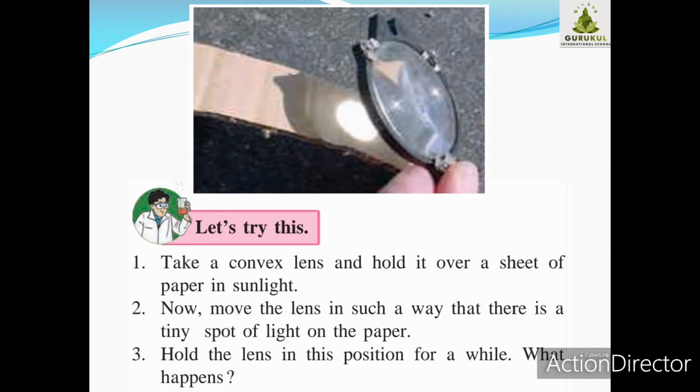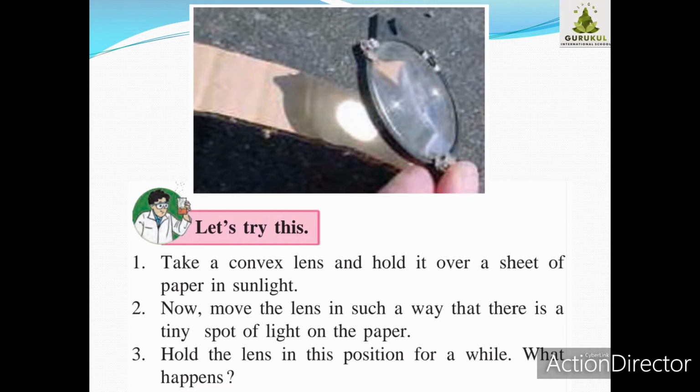one small experiment to understand how heat energy can be obtained from the sun. To perform this activity, you need a convex lens and a piece of paper. Take the convex lens and hold it over a sheet of paper in sunlight. Now move the lens in such a way that there is a tiny spot of light on the paper. Hold the lens in this position for a while.